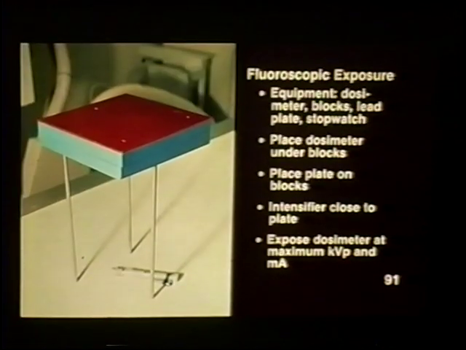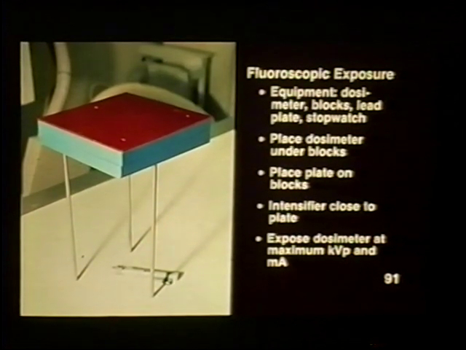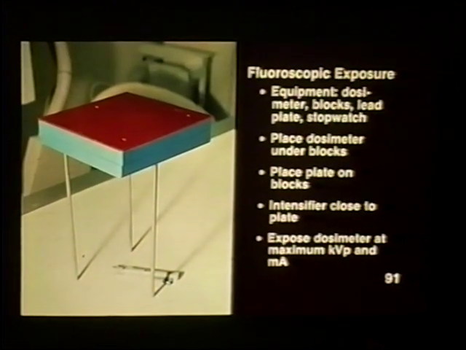Elevate the 2 aluminum blocks and place the dosimeter underneath them. Place the lead plate on top of the aluminum blocks and lower the image intensifier until it is in close contact with the lead plate. Zero the dosimeter and place it under the aluminum blocks. Wearing a lead apron, expose the dosimeter at maximum kVp and MA settings in the manual mode, or in the automatic exposure mode if kVp and MA controls are not available.